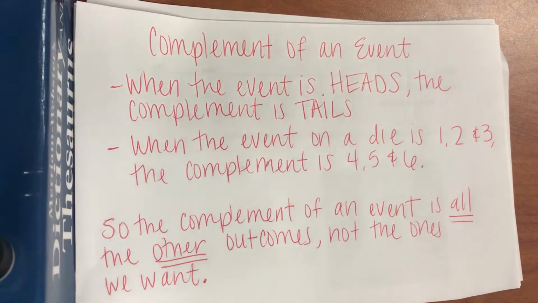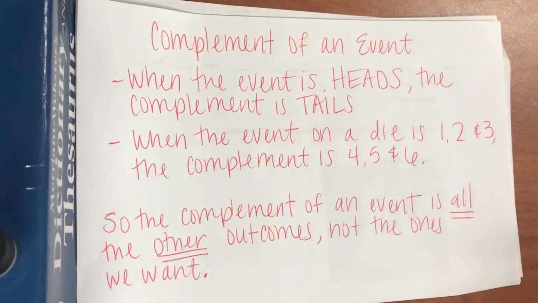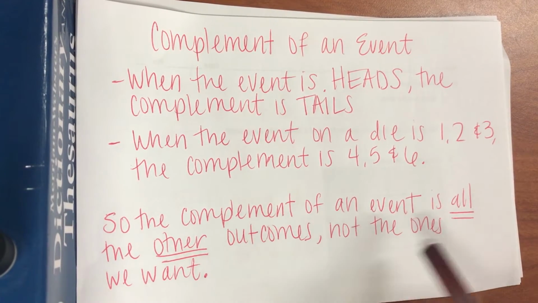So the complement of an event. When an event is heads, the complement is tails. When the event on a die is 1, 2, 3, the complement is 4, 5, 6. So basically, your complement is the opposite of the event. The complement of an event is all the other outcomes, not the one we want.